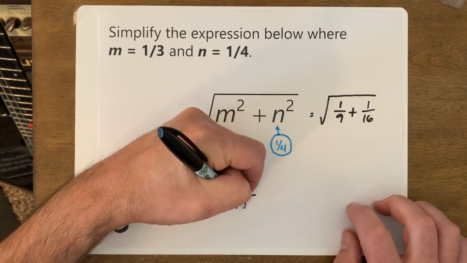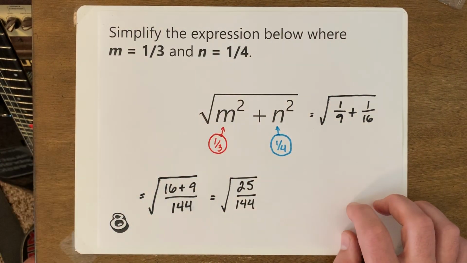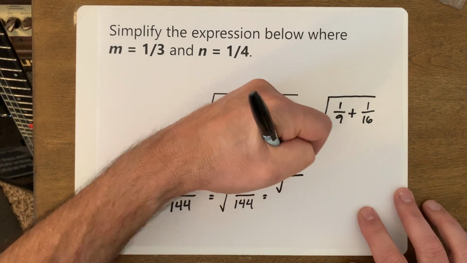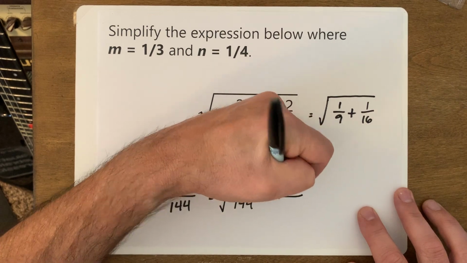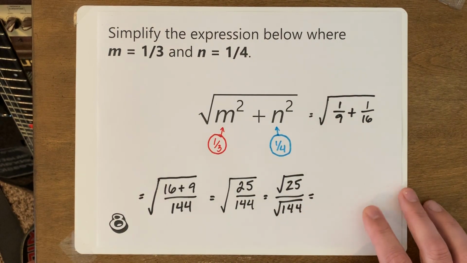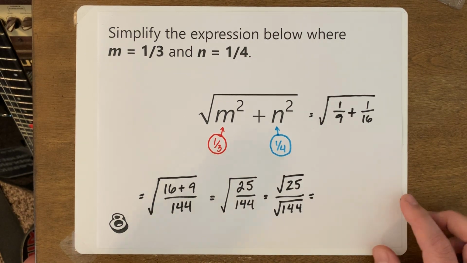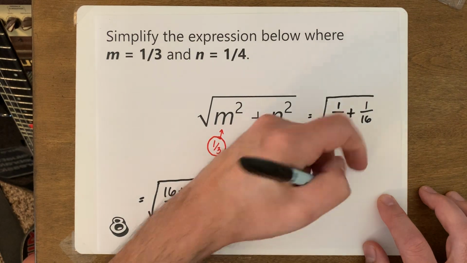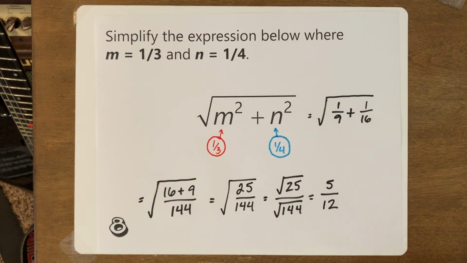over 144. Okay, now as we saw in our square root video, we can split this up into the square root of 25 over the square root of 144. And by the way, every professor and teacher is going to want you to do this. It's not optional. Root 25 is 5. Root 144 is 12. And then 5 over 12 is your final answer. All right, so not a big deal, even though it had two fractions in it.